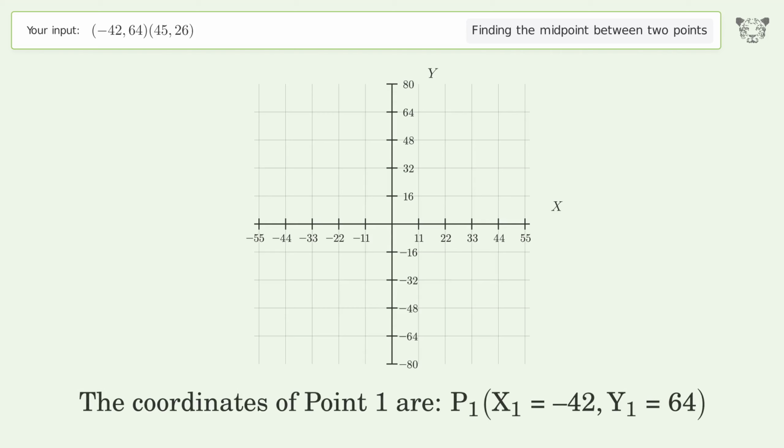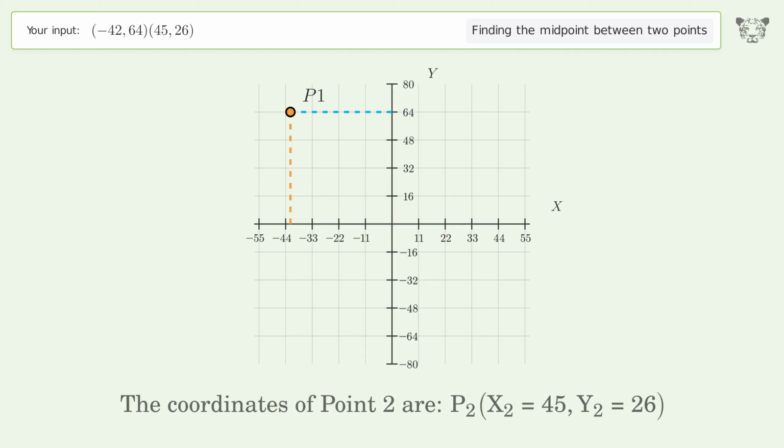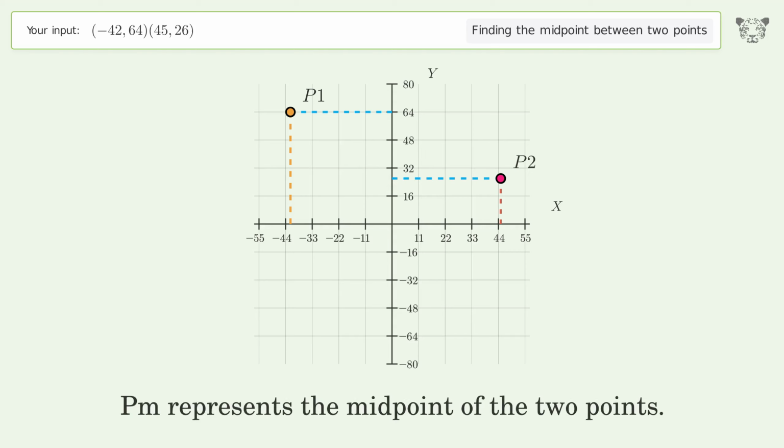The coordinates of point 1 are x1 equals negative 42, y1 equals 64. The coordinates of point 2 are x2 equals 45, y2 equals 26. PM represents the midpoint of the 2 points.